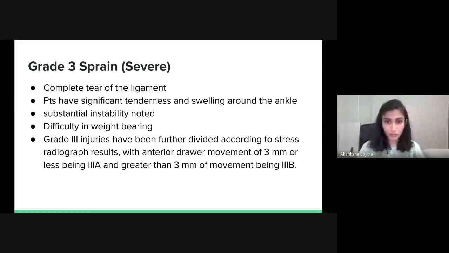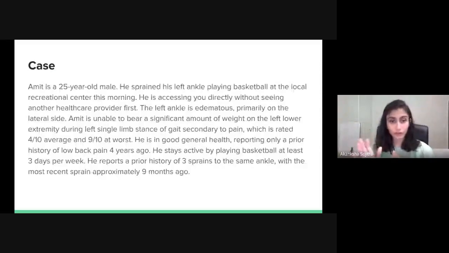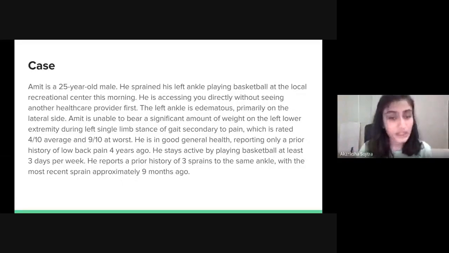Okay, so before I go over the lateral ankle sprains, I'm going to go over a case just to see what you're thinking with ankle sprains and what your clinical reasoning is. So in this case, there's a patient called Amit who comes to your clinic. He's a 25-year-old, sprained his left ankle playing basketball at a local recreational center this morning.